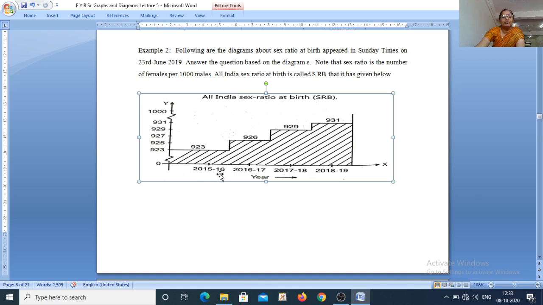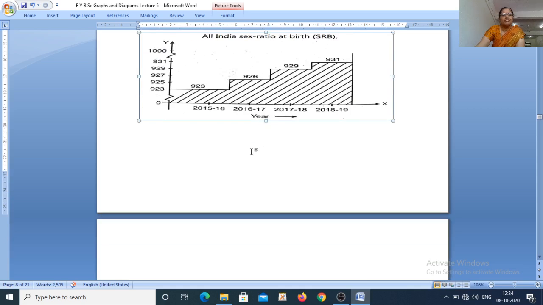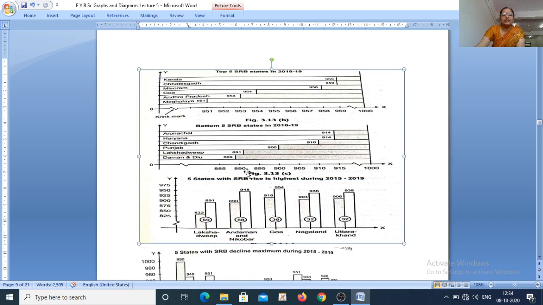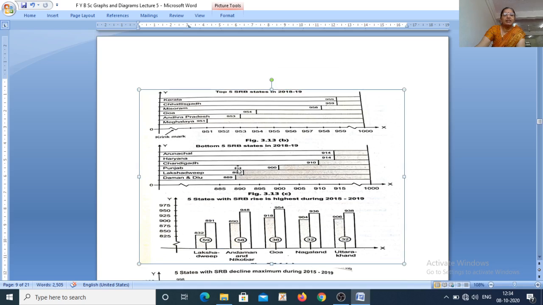So in the year 2015-16, there are 923 female births as compared to 1000 male births, and in this way this is a sex ratio which is less as compared to the next years, and therefore this is a good sign that we are balancing our sex ratio at birth. The second type of data is given here.